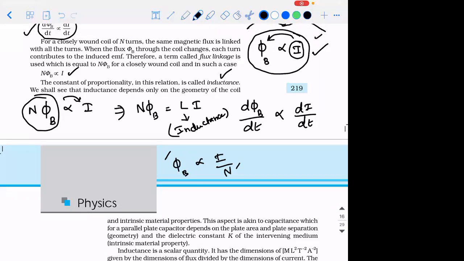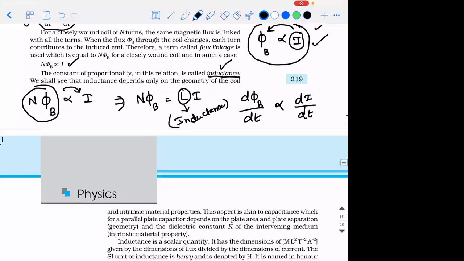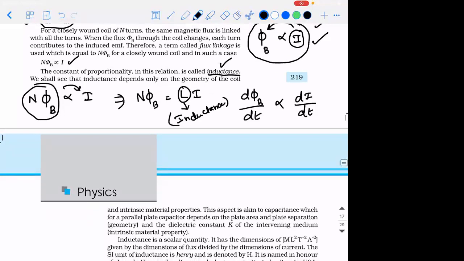Okay, that's a good question. So the answer is this thing. I hope you understood. So this L is called inductance. The constant of proportionality in this relation is called inductance. And there are certain important properties to be associated.